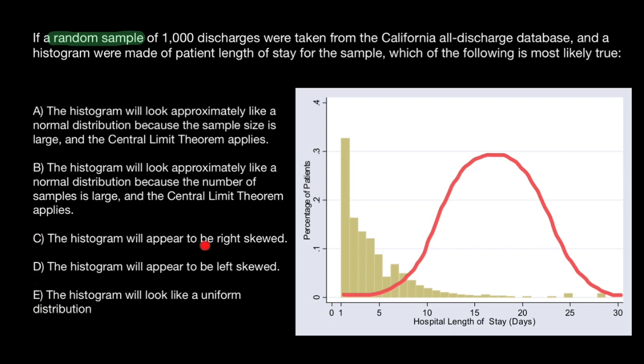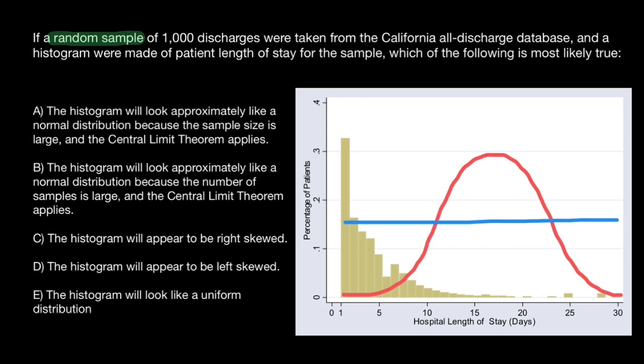Variant C, the histogram will appear to be right-skewed. Variant D, the histogram will appear to be left-skewed. And variant E, the histogram will look like a uniform distribution. Or in other words, something like this.